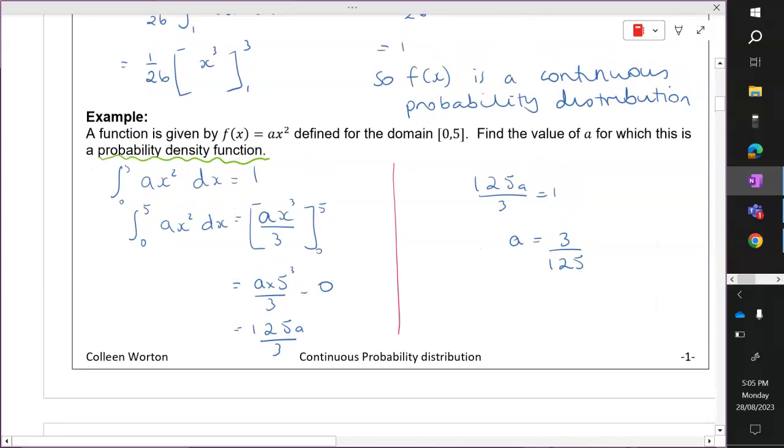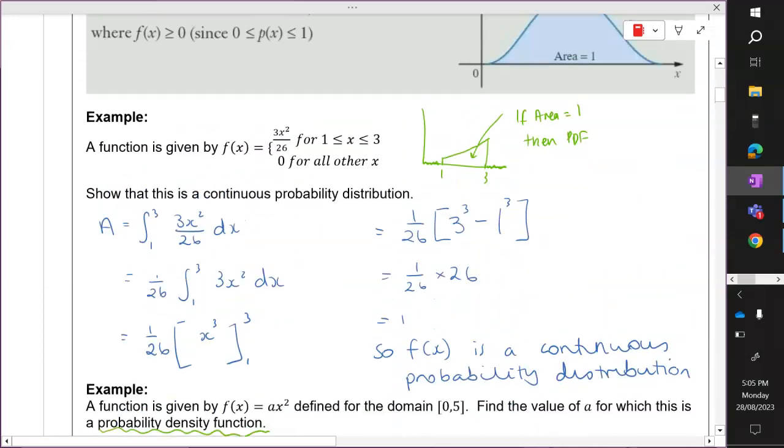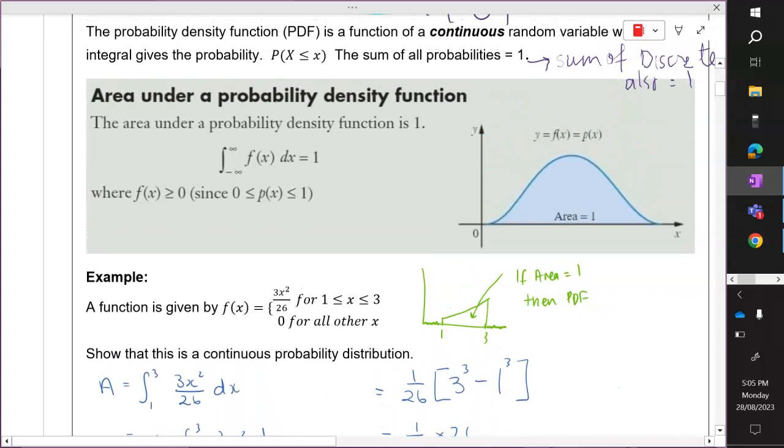So you're going to go through the exercises and have a look at 14.01. Fairly simple, just remembering if it's a PDF, the area under the curve in that given domain is 1. If we want to find out if it's 1, let's work out the area and see what we get.